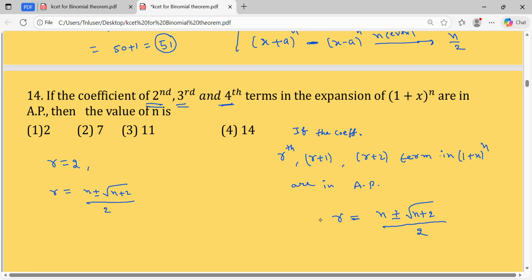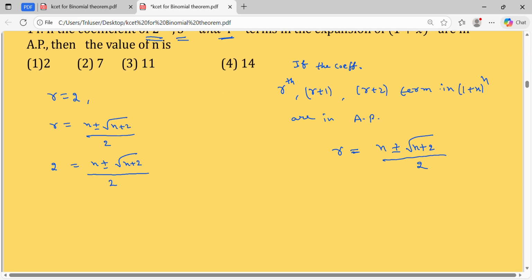So n value, r equal to 2, 2 equal to n plus or minus root of n plus 2, divided by 2. That 2 moves this side, 2 into 2, 4 equal to n plus or minus root of n plus 2. Now this n moves that side: 4 minus n is equal to plus or minus root of n plus 2.